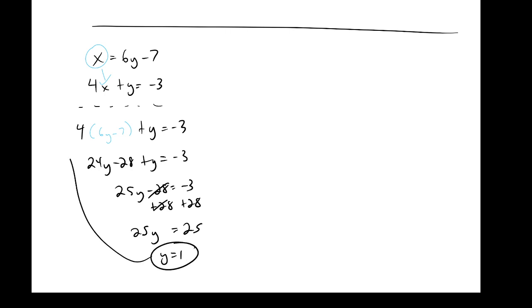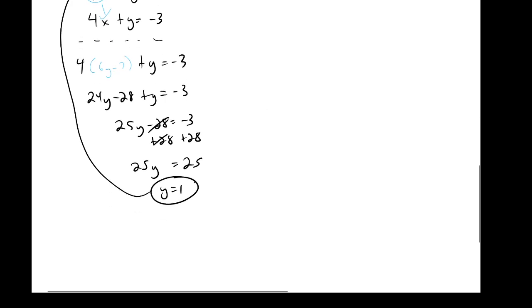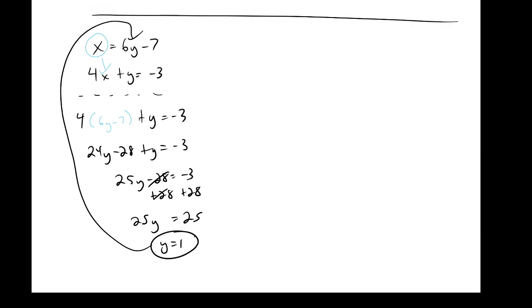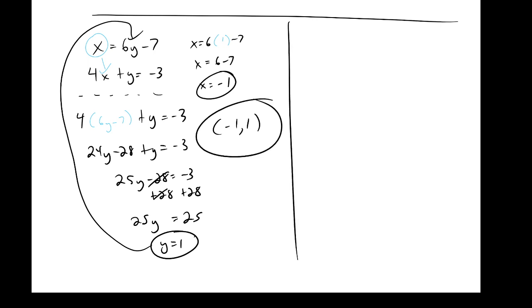Take my y, throw it back in up here, right? So let's go ahead and do that. Which gives me x equal to 6 times, and instead of y, my y is now 1, minus 7. So x is equal to 6 minus 7, or x is equal to negative 1. So my coordinates are negative 1, comma 1. Let's do another problem here.